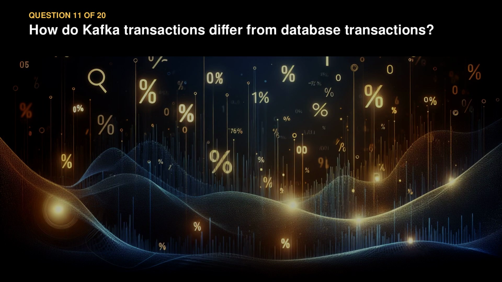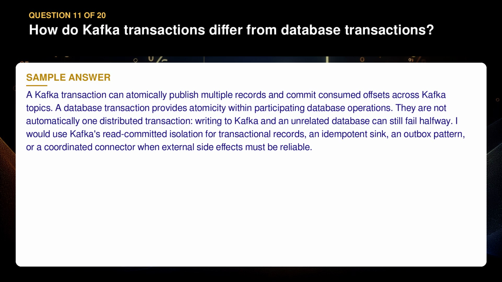Question 11. How do Kafka transactions differ from database transactions? A Kafka transaction can atomically publish multiple records and commit consumed offsets across Kafka topics. A database transaction provides atomicity within participating database operations. They are not automatically one distributed transaction. Writing to Kafka and an unrelated database can still fail halfway.